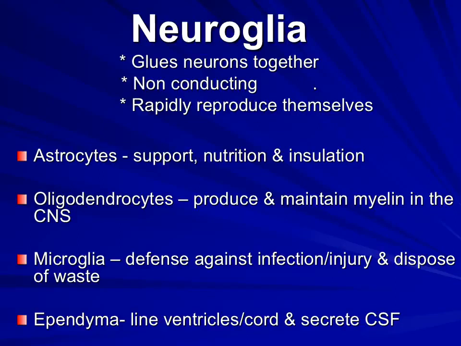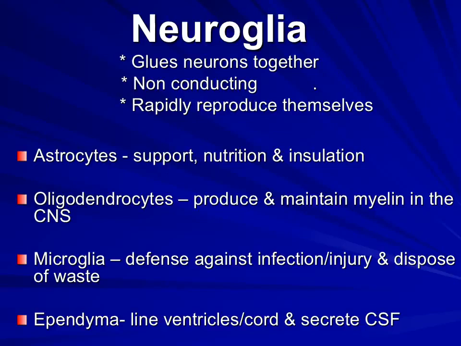In fact, sometimes they reproduce too fast, and that's what causes brain tumors. All of your brain tumors are from the glia cells because they've over-reproduced and they've created a mass. So if you notice, your brain tumors are called astrocytomas or oligodendrocytomas and so forth.